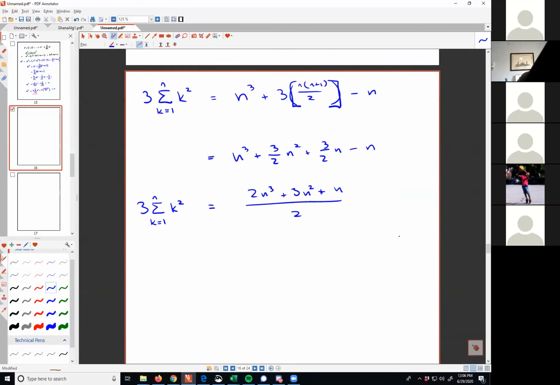Now we divide by 3. And if we want, we can factor the numerator. How does that numerator factor? Bring the n out, so it will be n times (2n squared plus 3n plus 1). Does that factor?